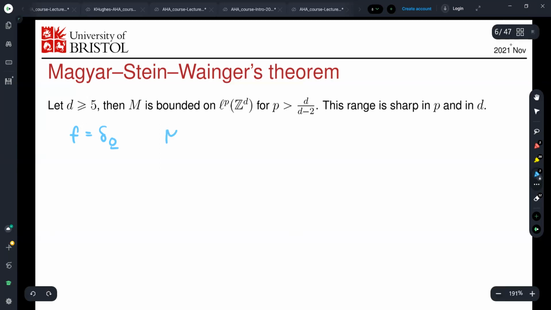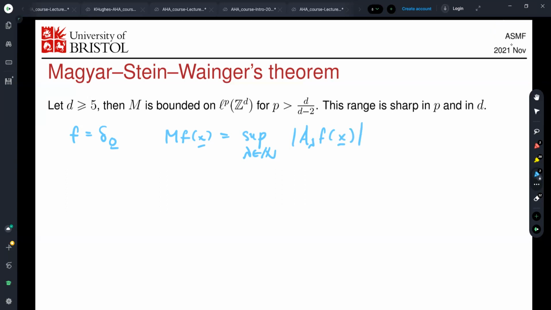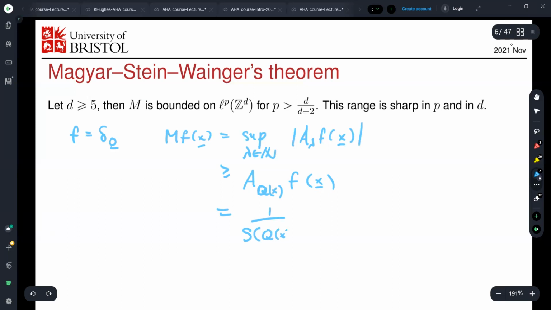Okay, so we have Mf of x at each point x in Z^d, which is just the supremum over all lambda that are natural numbers of our averages. Well, this is going to be greater than or equal to any choice of lambda that I put in there, which can depend on the point x. So I'm going to say this is greater than or equal to the average A_lambda with lambda squared equals |x|^2, which is the sphere Q(x) at the point x. So what is this? That's just 1 over the size of Q(x) times the sum over all m in Q(x) of f(x minus m).